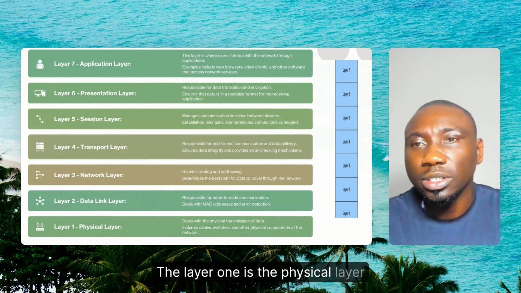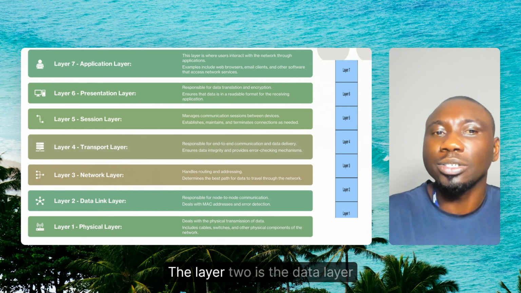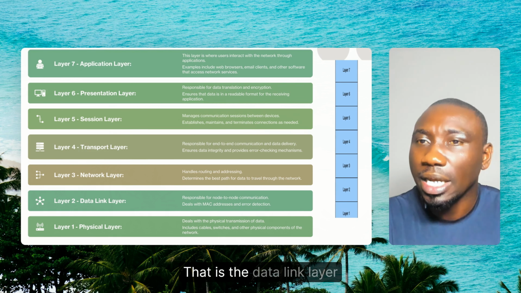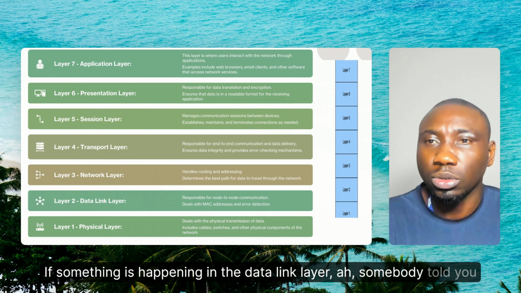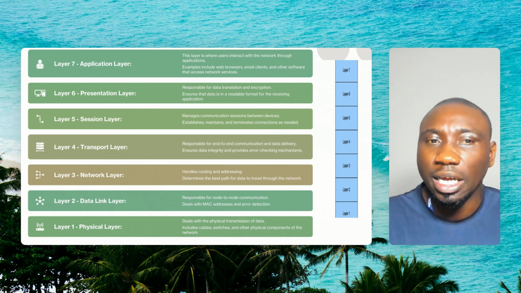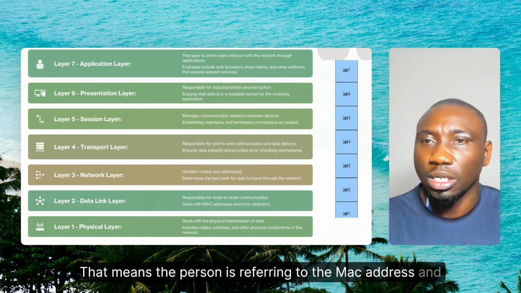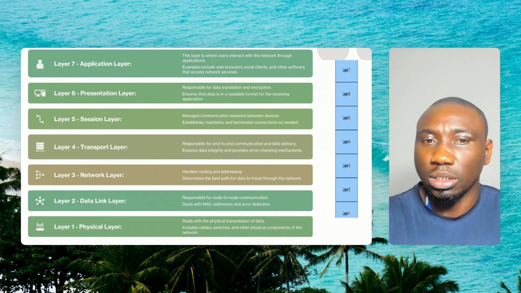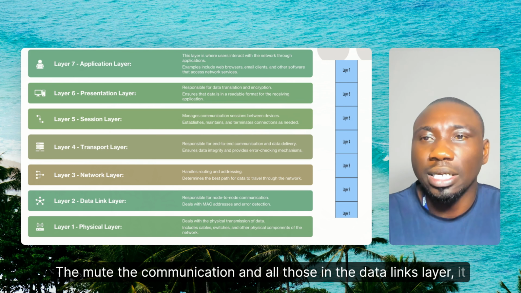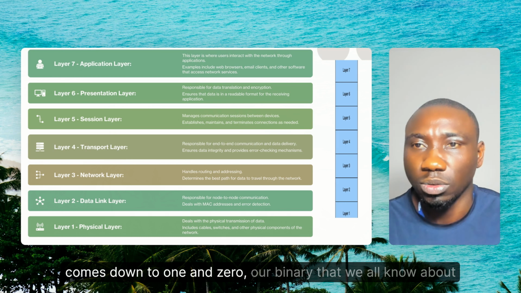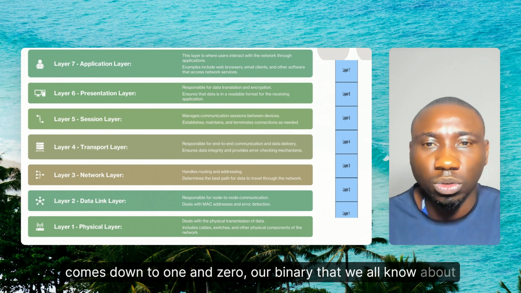Layer 1 is the physical layer. Layer 2 is the data link layer. So if somebody told you something is happening in the data link layer, that means the person is referring to the MAC address, the communication and all those things. In the data link layer, it comes down to ones and zeros, the binary that we all know about.